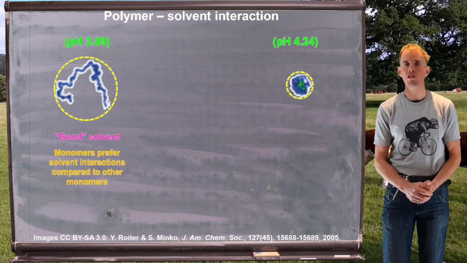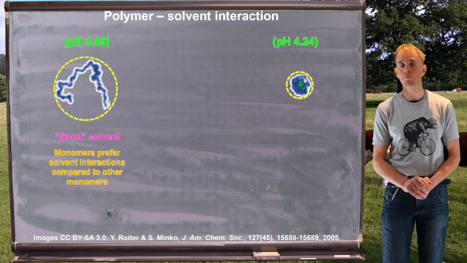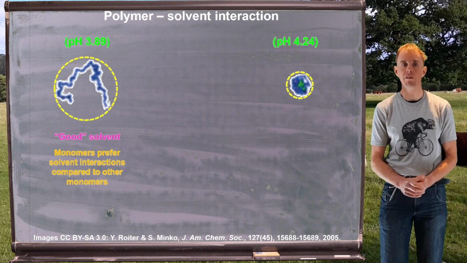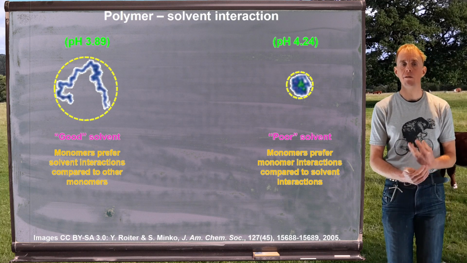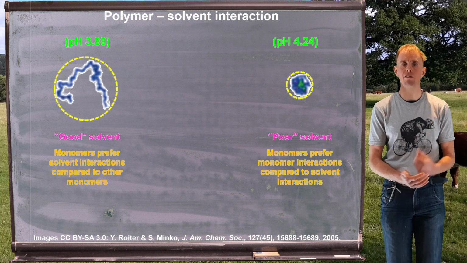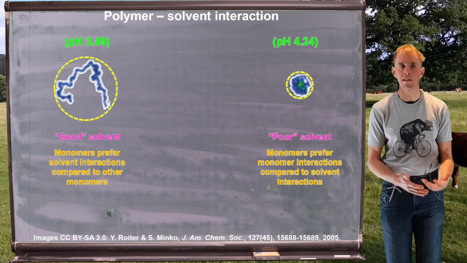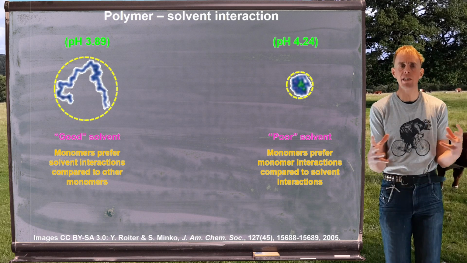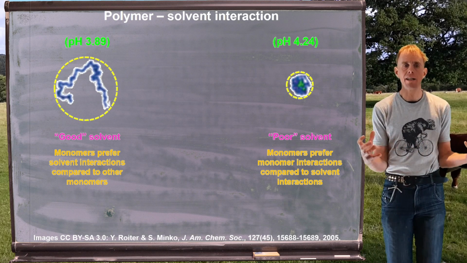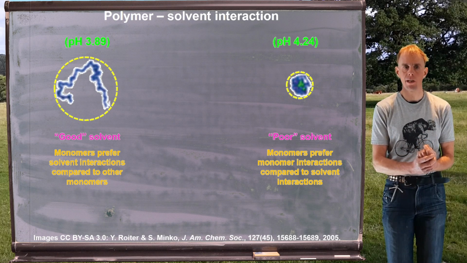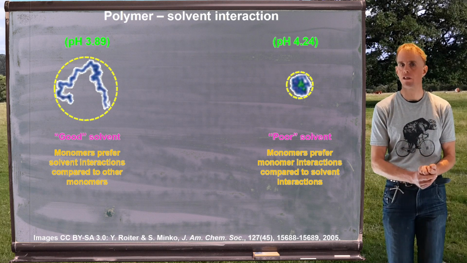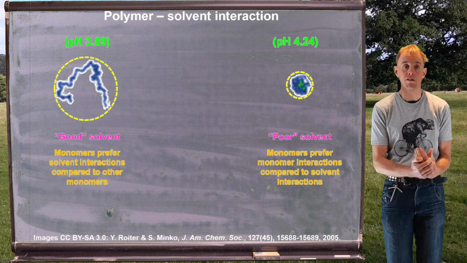At the other end of the scale, and this relates to the images in the paper at a high pH, at 4.25, you can find poor solvents. And in poor solvents, monomers prefer other monomer interactions compared to interacting with the solvent. And that is where you get this very globular behavior and these very, very compact, tightly coiled polymer chains. The monomer really doesn't like the external chemical environment and wants to interact with itself.